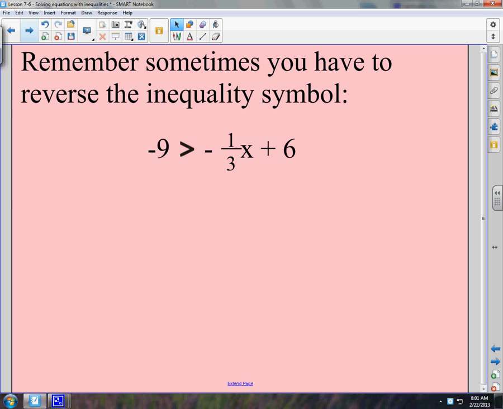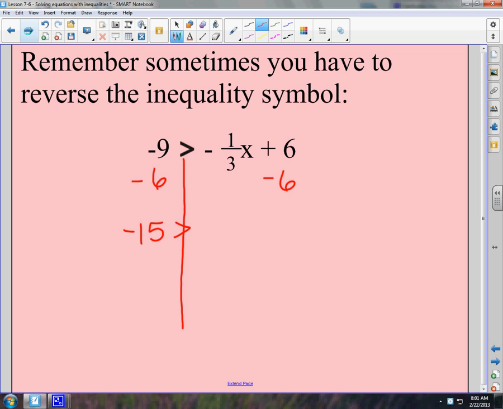Okay, so remember, sometimes you have to reverse the inequality symbol. So try this one again. It's just like that last one. If you got that wrong, we'll try one more. So I'm going to draw my line. I'm going to subtract 6 from both sides. So that's -15 is greater than -1/3 x.